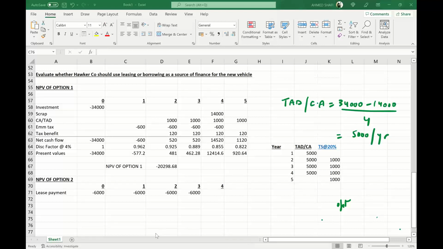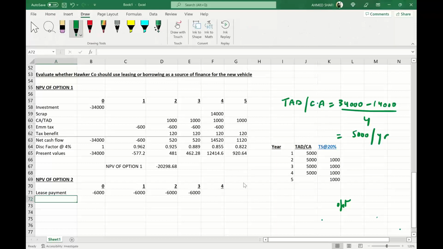I won't record the emission tax because that is paid by someone else, not my cost. But lease payments are tax allowable. That means these lease payments are tax allowable. They will reduce my profit by 6,000. It's an outflow, so they will reduce my profits by 6,000 and will give me 20% tax benefit, that is 1,200, because they're tax allowable. That means they will reduce my profits by 6,000, resulting in reduction in tax as well of 20%, 1,200.